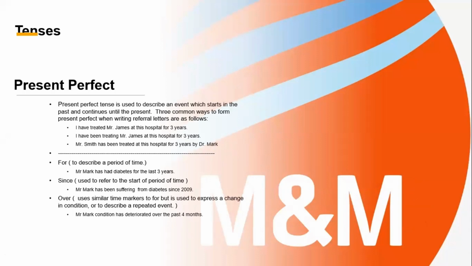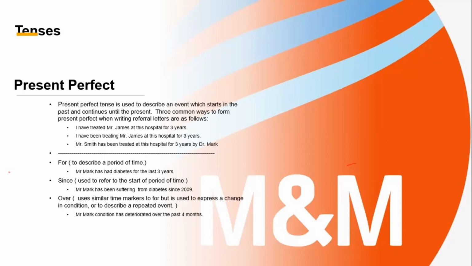Let me summarize things for you. We have discussed the use of different tenses in the introduction, the use of different tenses in the body of the letter, and then how to use them in the discharge plan and so on. Accordingly, we have to select the tenses as per the importance of the notes. Then let's understand the present perfect tense, because this is the most widely used tense in OET writing. For present perfect tense, we have three options to write it down.